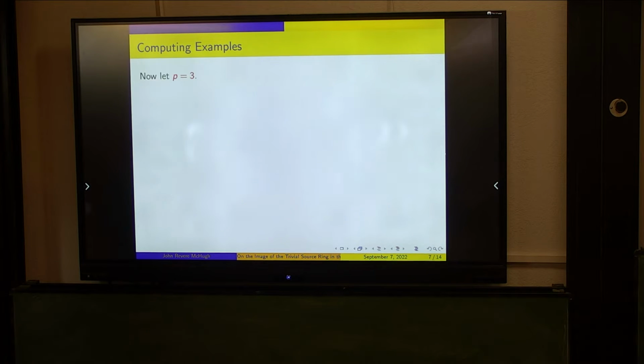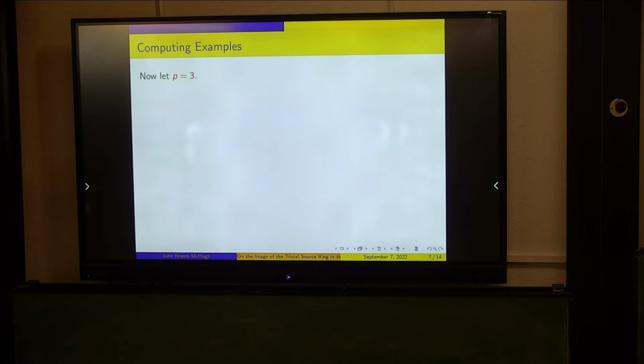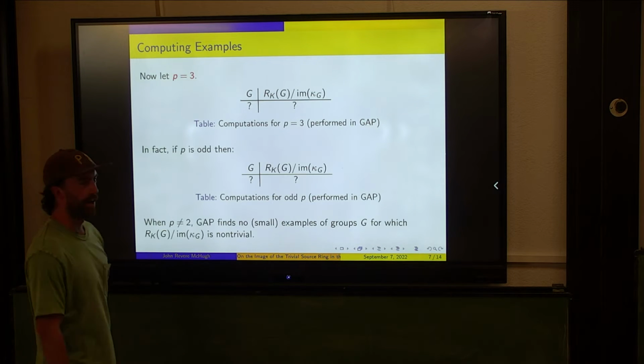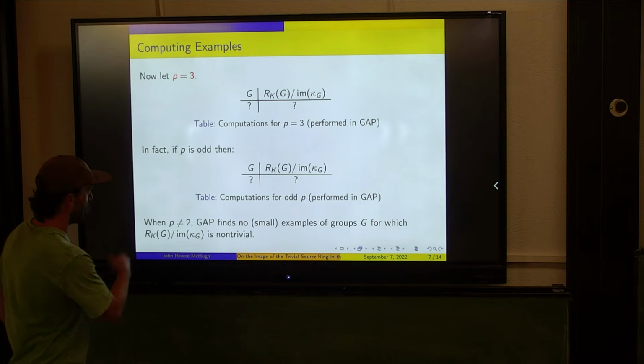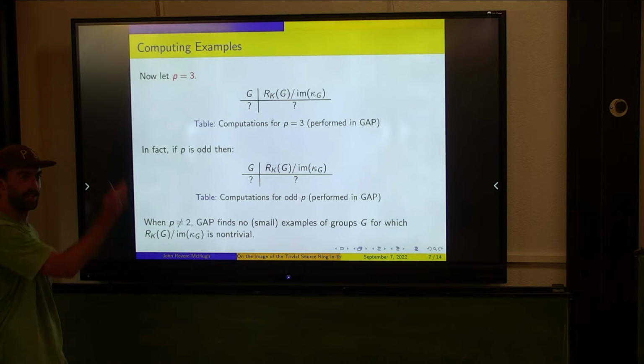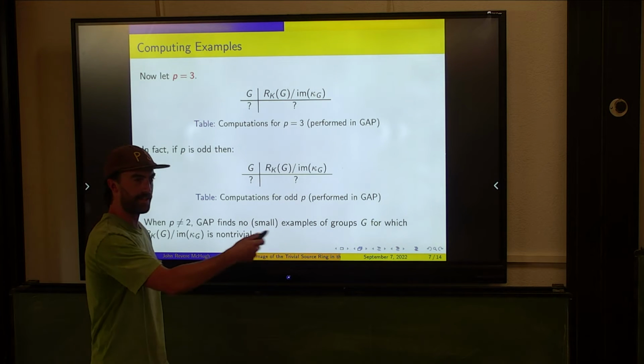So now from these computations, there's one conjecture to work towards. Okay. Now let's move on to the first odd prime, p equals 3. If I run the same program, GAP doesn't find any examples for which the quotient is non-zero. And if I try another odd prime, I don't find any. That doesn't mean at this point that there aren't any. It just means I tested groups up to like order 300 or something and didn't find any. For p equals 2, there were tons of examples. For these odd primes, none. So now that's another conjecture. If p is odd, this ring homomorphism should be surjective.